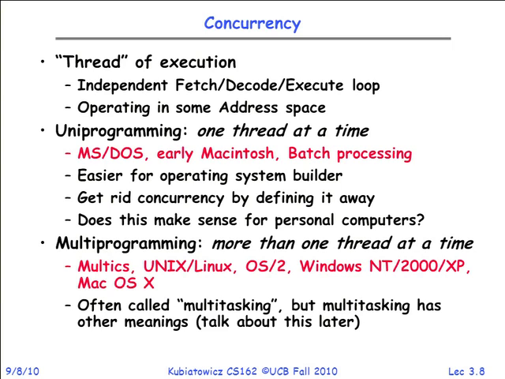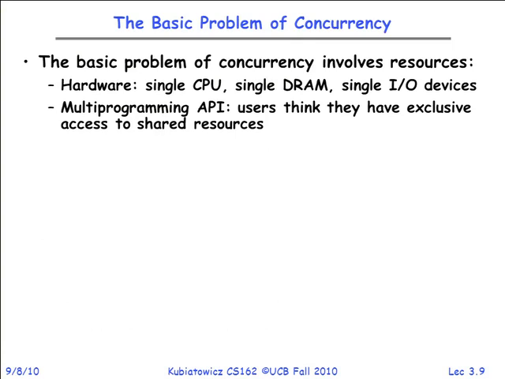Now, what's the basic problem of concurrency? It is as follows. Your hardware is one of everything, right? You've got a single CPU for now, single DRAM, single I/O devices. The multi-programming API lets everything that's running think that they have exclusive use of the resources.